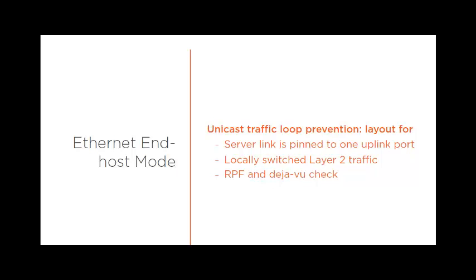Unicast traffic loop prevention: each server link is pinned to one uplink port. Even if it is static pinning or dynamic pinning, please focus, the server link is pinned to one uplink port, not too many. So a loop will not happen. When will we have a loop? When we have multiple redundant interfaces of the same VLAN, then only a loop will happen. When one server is pinned to one uplink, how will the loop happen? Not possible.